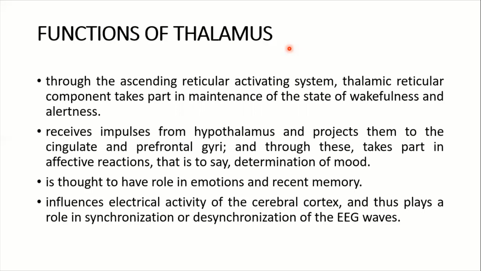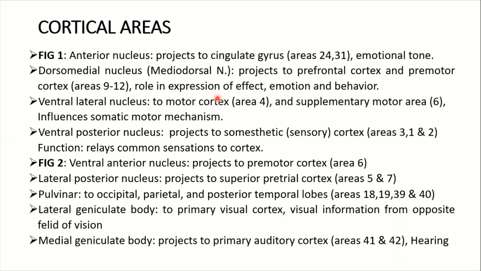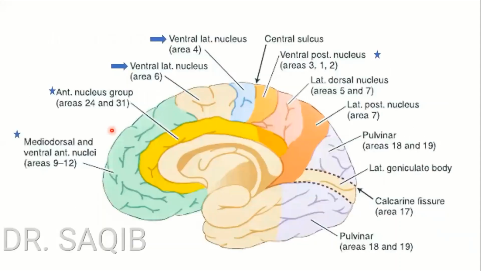It influences electrical activity of the cerebral cortex and thus plays a role in synchronization or desynchronization of the EEG waves, electroencephalographic waves. Now the cortical areas of the thalamic nuclear projection will be discussed, that is, which nucleus of the thalamus projects to which cortical area, by Brodmann area. First of all, we'll discuss the anterior nucleus group.